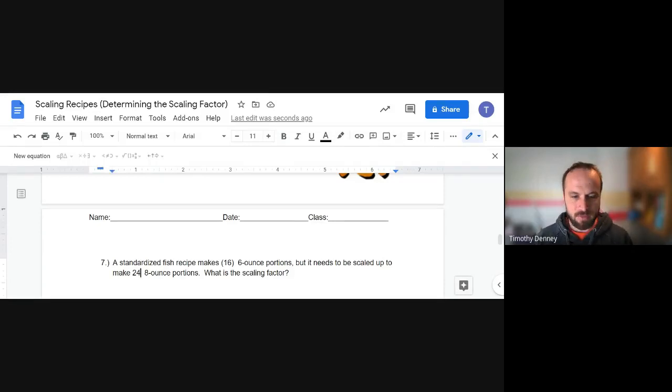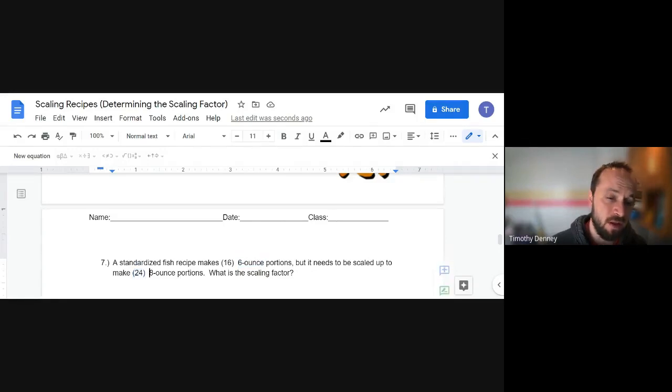Okay, a standardized fish recipe makes 16 6-ounce portions. So imagine after you're done making this recipe, you'd have 16 plates that have 6-ounce pieces of fish on them. Okay? But it needs to be scaled up to make 24 plates that have 8-ounce pieces of fish on them. We're figuring that our guys want to eat more than 6 ounces, and we're having more than 16 people there. We're having 24. What is the scaling factor?